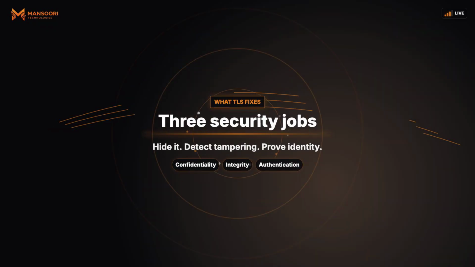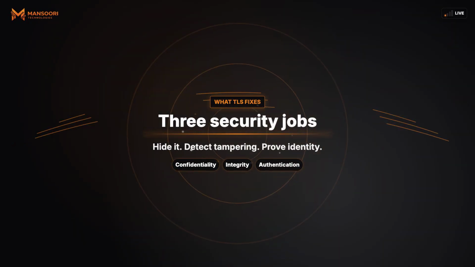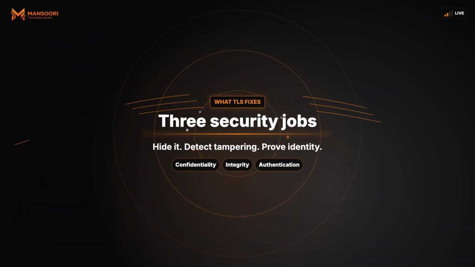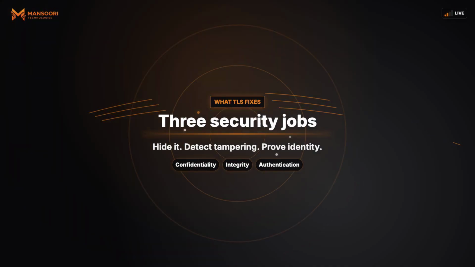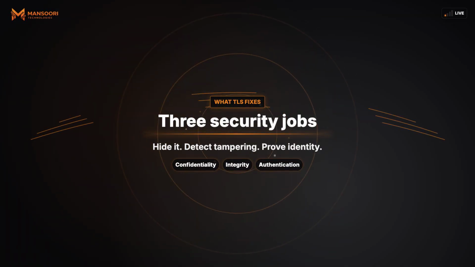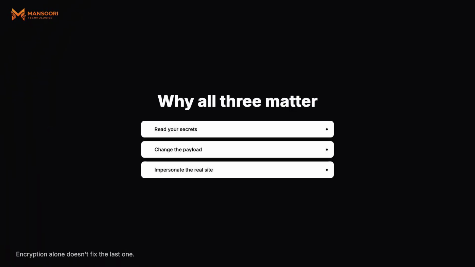Confidentiality means nobody on the network can read your data. Integrity means nobody can quietly change it in transit. Authentication means you are talking to the real server, not an imposter who happens to speak encryption. Picture online banking. Without confidentiality, someone reads your password. Without integrity, someone changes the transfer amount. Without authentication, you might be typing your password into a fake bank site that looks real, perfect encryption, wrong owner.